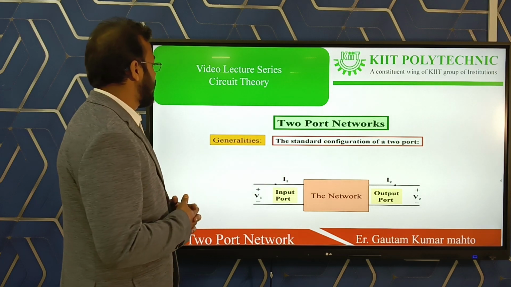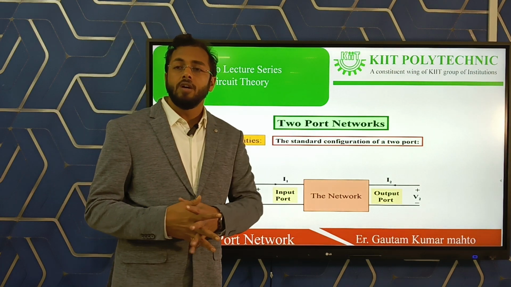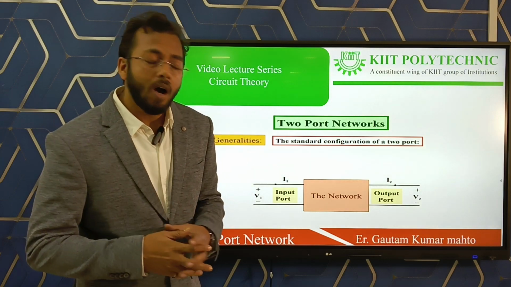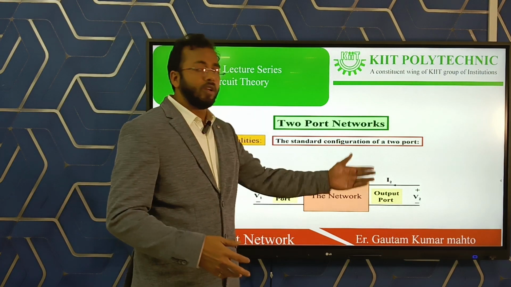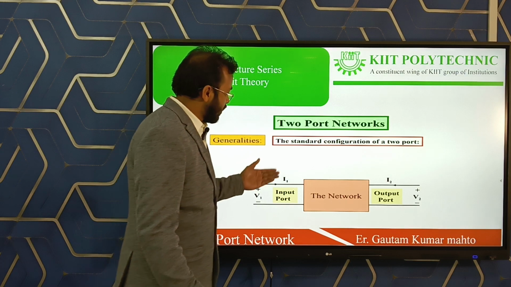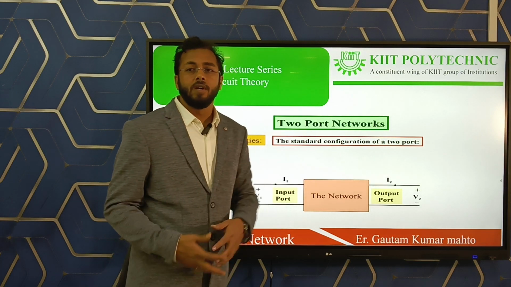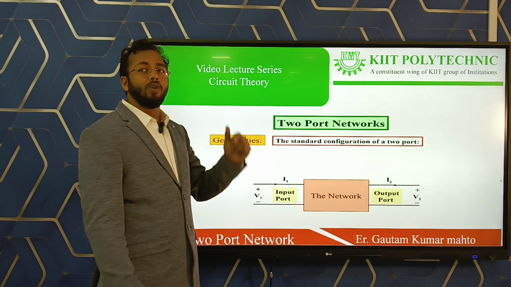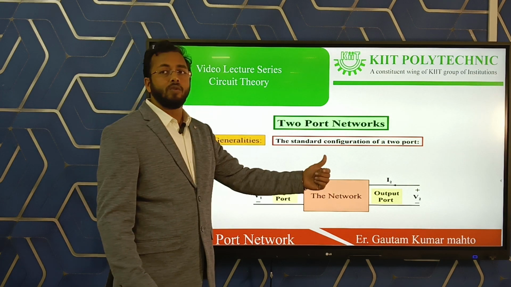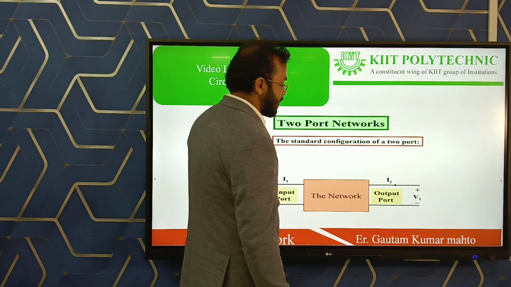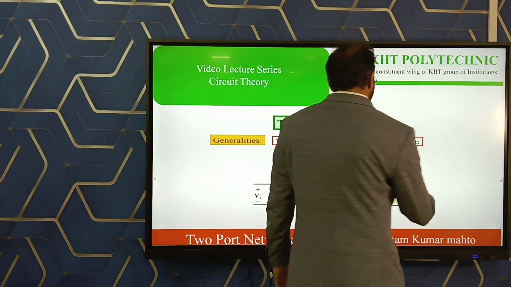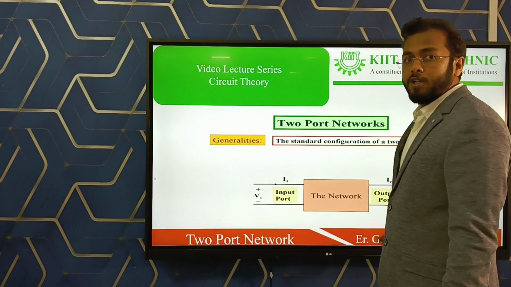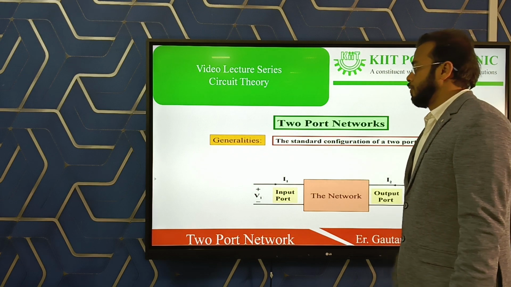In this topic, two-port network, we are going to discuss the network and how the ports are connected to it. There are two ports, the input port and the output port. The input port has the voltage V1 and current I1, which enters the network from the left side, and on the right side the output port has the voltage V2 and current I2.